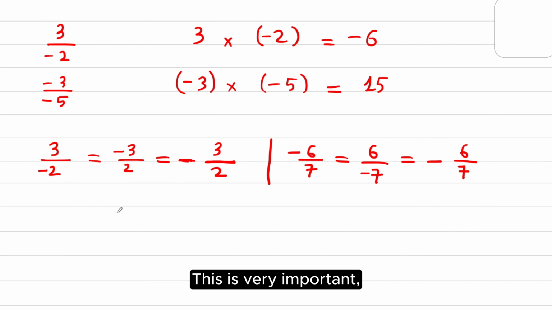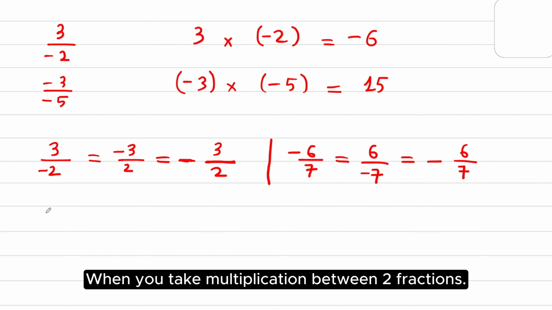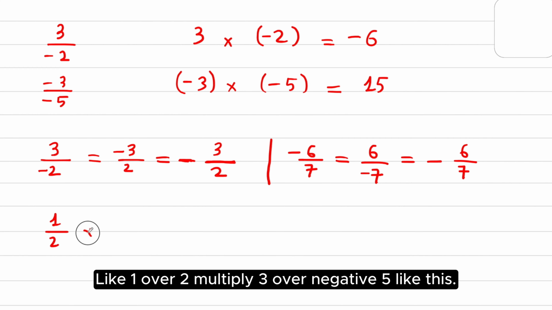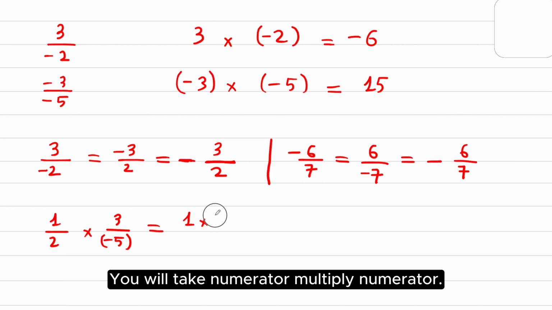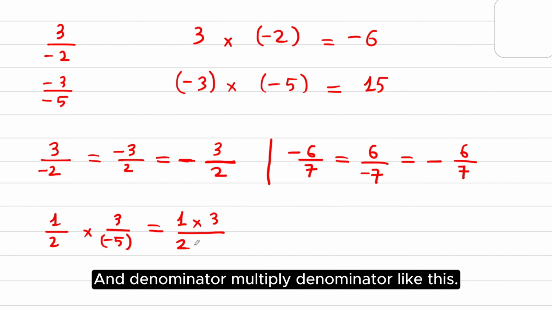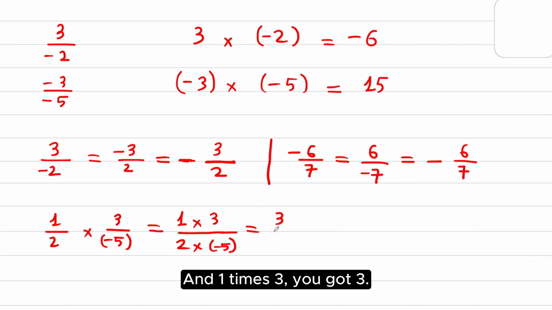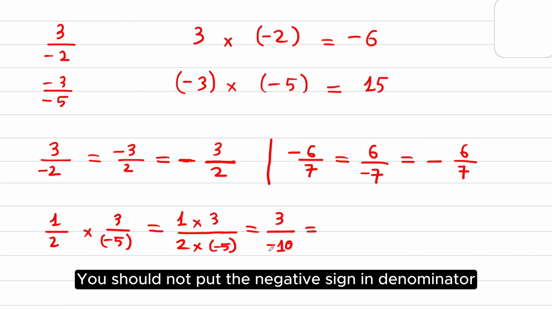This is very important when you multiply two fractions, like 1 over 2 multiplying 3 over negative 5. You know about multiplication between two fractions: you take numerator multiplied by numerator and denominator multiplied by denominator like this. And 1 times 3, you get 3. 2 times negative 5, you know that, right? Negative 10.